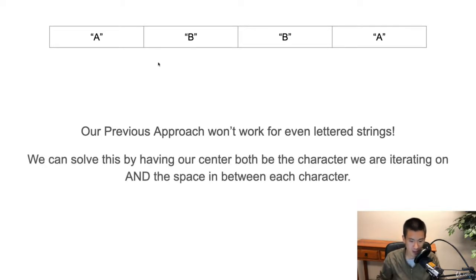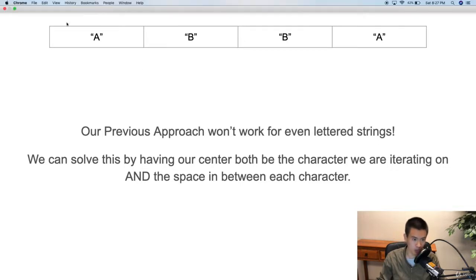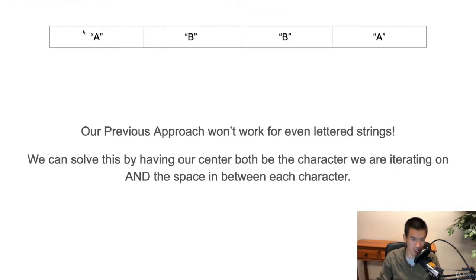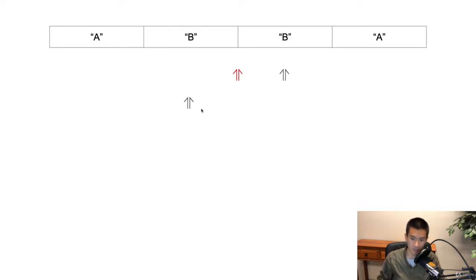We can fix that by having our center both be the character we are iterating on and the space in between each character. So for A, we'll make the center A, then this, then B, then this in between, then B, then in between, and then A again. So for example, our longest palindromic substring is ABBA. And in our code, we'll go in between. So we'll have a left and right pointer. Well, B is equal to B. So our longest PS is BB.